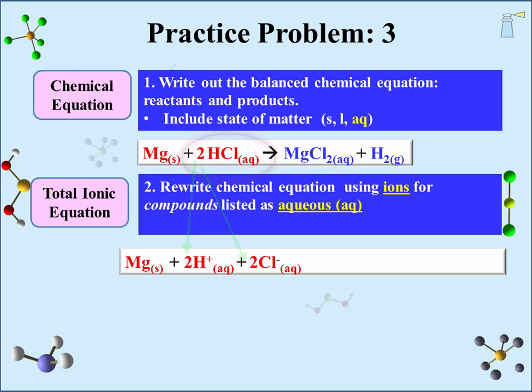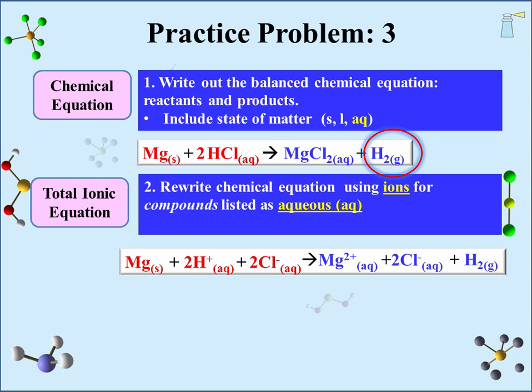On the product side, there is the aqueous MgCl2. In the total ionic equation, these aqueous ions are written as Mg with a +2 charge and 2 Cl- ions. Be sure to incorporate the 2 subscript as a coefficient. The last compound is the hydrogen gas. It is not an ionic compound and is left unchanged.